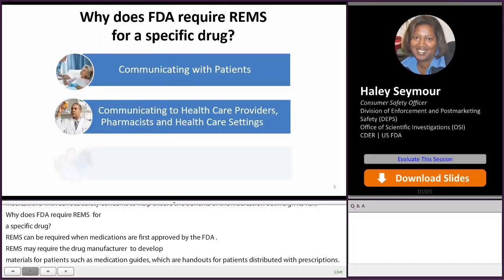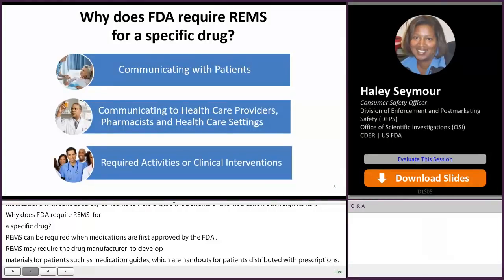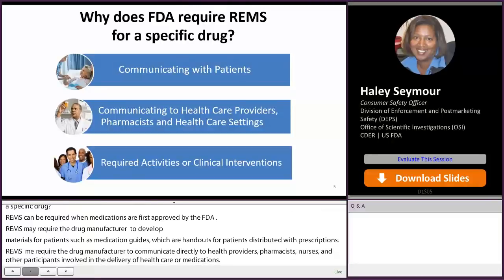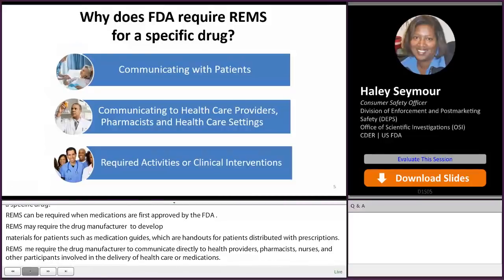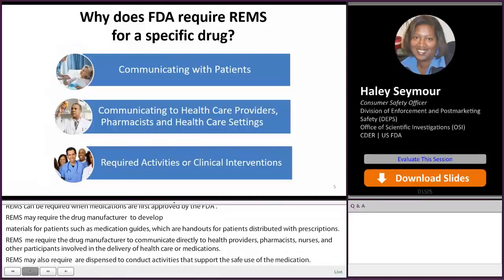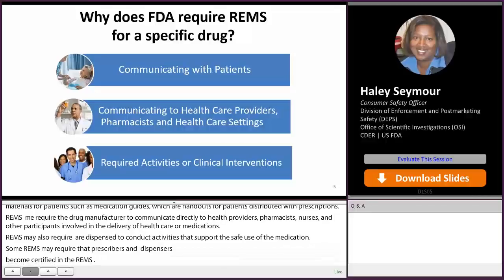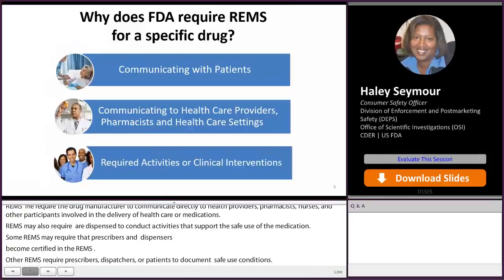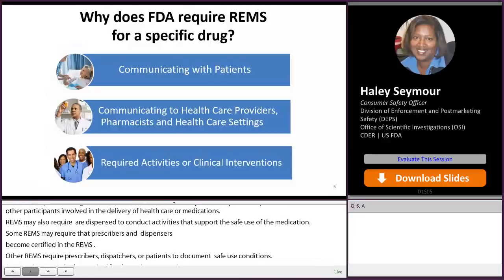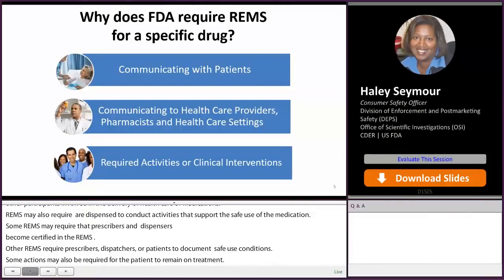REMS may also require participants to conduct activities that support the safe use of the medication. Some REMS may require that prescribers and dispensers become certified in the REMS. Other REMS require prescribers, dispensers, or patients to document safe use conditions. Some actions may also be required for the patient to remain on treatment. All of these requirements or activities are used in combination to achieve the goals of the REMS.